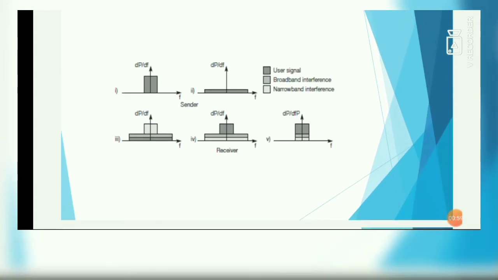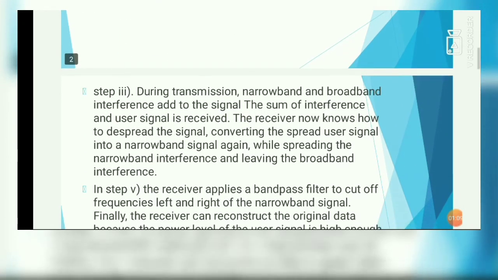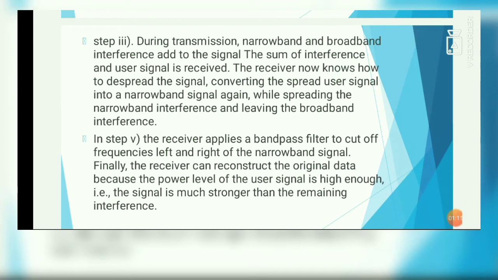So the user signal is shown in the dark areas, and broadband interference is added to it. The narrowband interference is changed to broadband interference, and during the transmission the narrowband and the broadband interference add to the signal. The sum of interference and the user signal is received. The receiver now knows how to despread the signal, converting the spread user signal into a narrowband signal again, while spreading the narrowband interference and leaving the broadband interference.